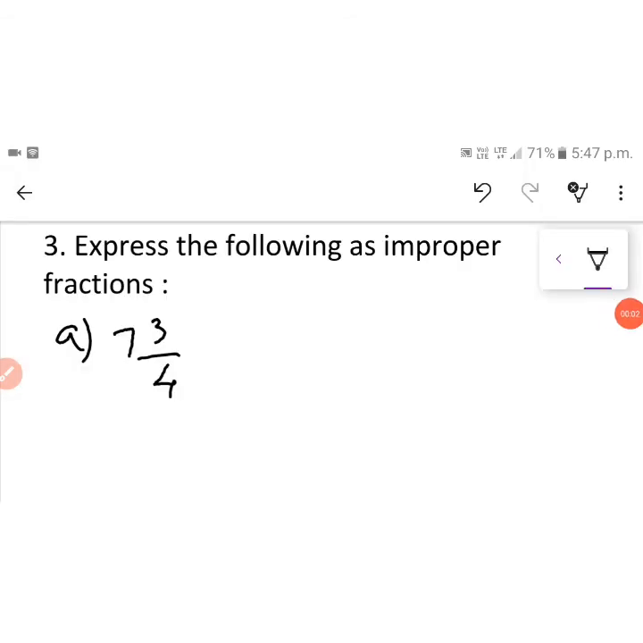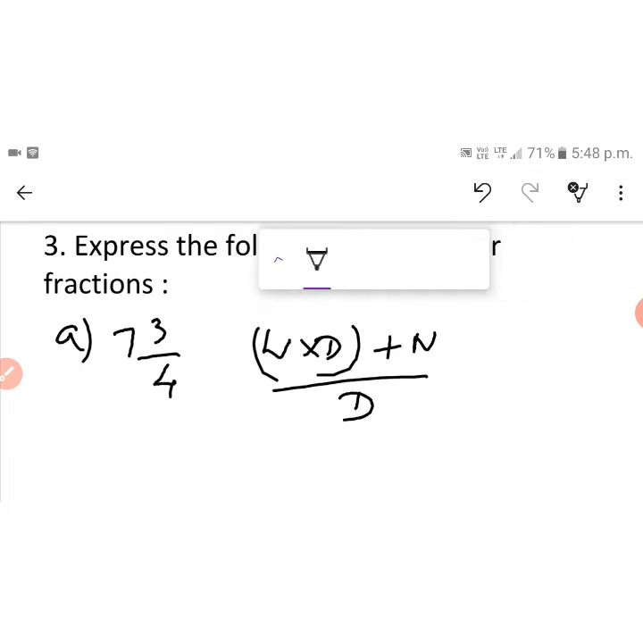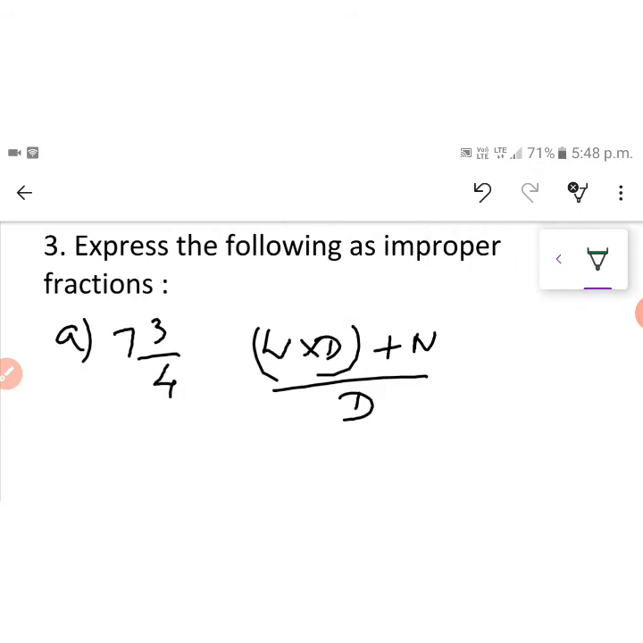Question number 3. Express the following as improper fractions. A part: 7, 3 by 4. We can express a mixed fraction as an improper fraction as whole into denominator plus numerator by denominator. So this one is the whole. This is the denominator. This is the numerator.